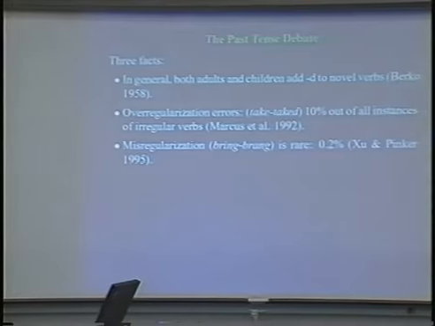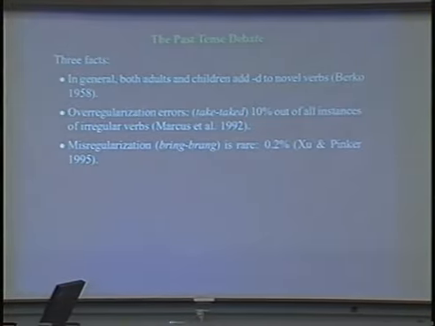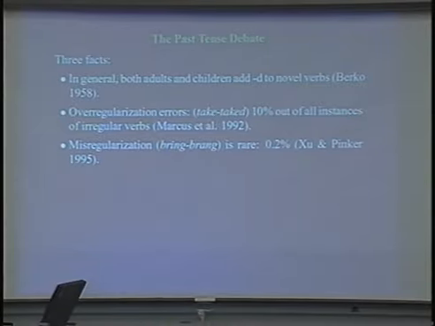First, in general, both adults and kids add -ed to novel verbs. That's known since the 50s. And also, kids make a lot of over-regularization errors. So take, taked. It's about 10% of all the instances of irregular verbs. And finally, a bit surprisingly, mis-irregularization errors are very rare, about only 2% of all uses. I thought it was a lot higher, but apparently not.